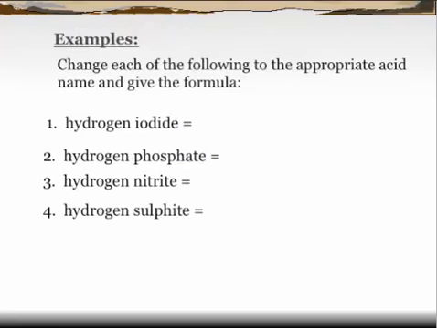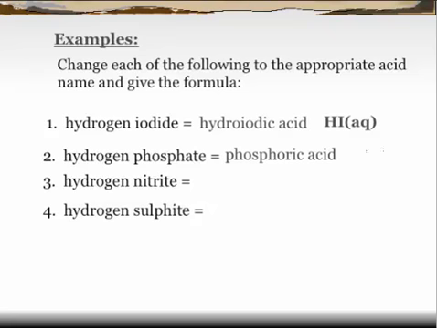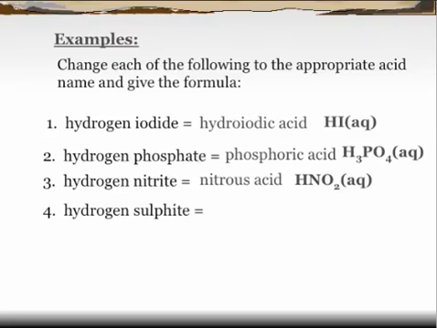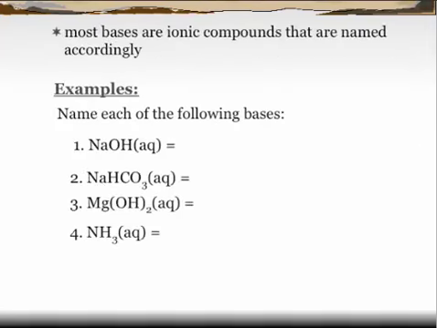Okay. So, for example, we need to change each of the following into the appropriate acid name and the given formula. So, hydrogen iodide will become hydroiodic acid with the formula just HI. Okay, hydrogen phosphate becomes phosphoric acid with its formula of H3PO4. Hydrogen nitrite becomes nitrous acid, HNO2, and hydrogen sulfite becomes sulfurous acid, H2SO3.